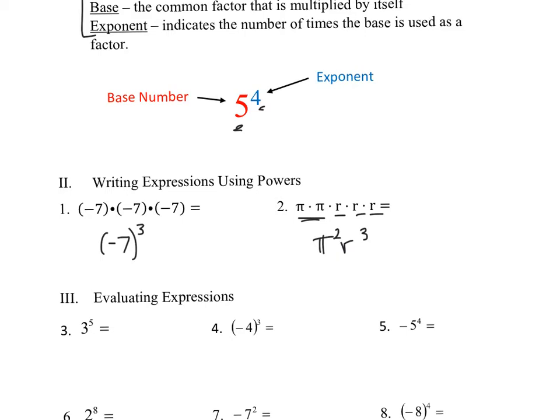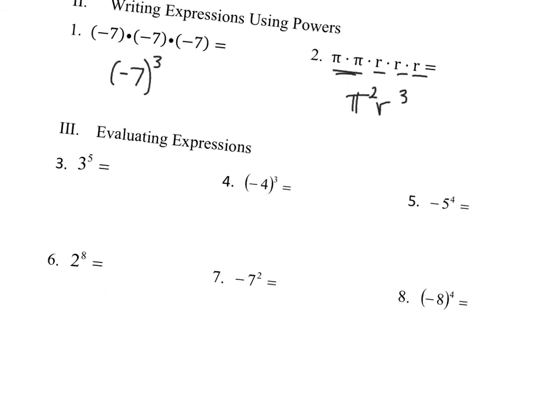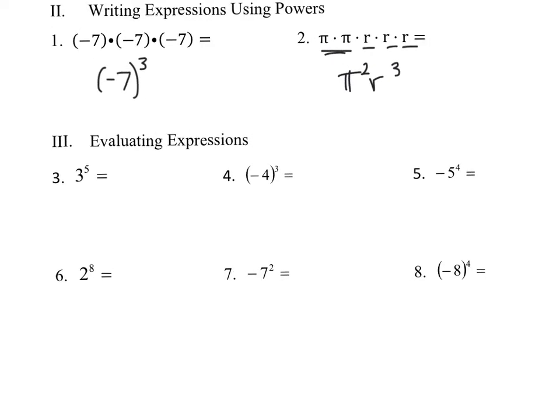So in this next group, we're now going to evaluate these expressions. So these first few problems, you'll see 3 to the 5th power. So what that means is I want you to take 3 and times it by itself 5 different times. Okay, so 3 times 3 times 3 times 3 times 3.